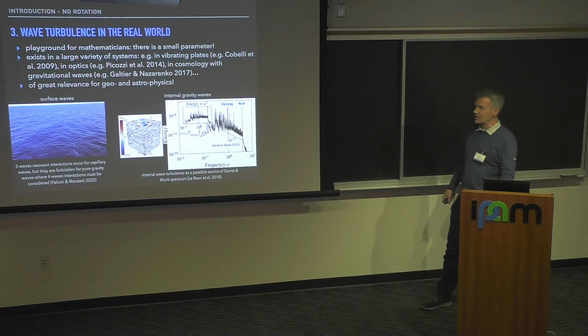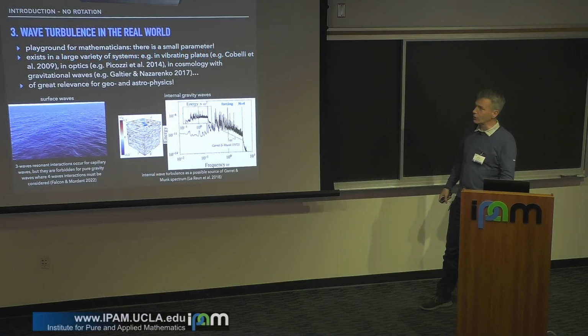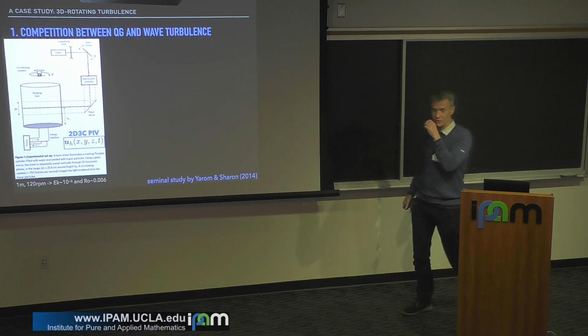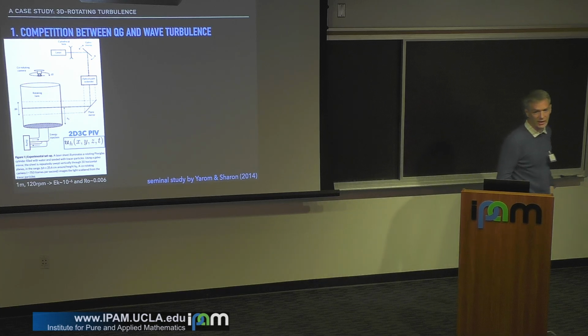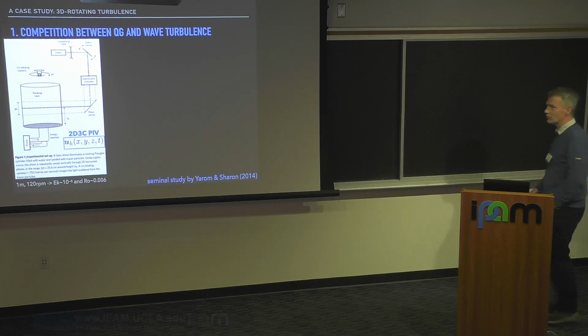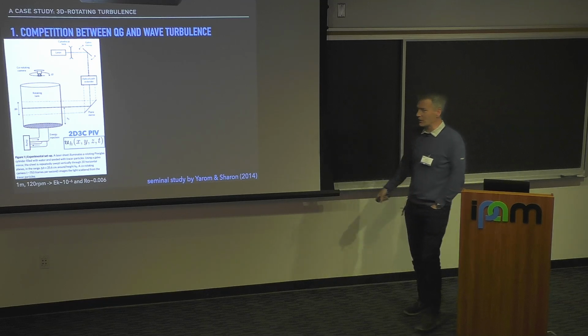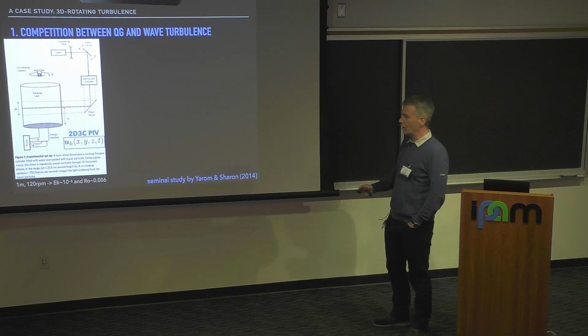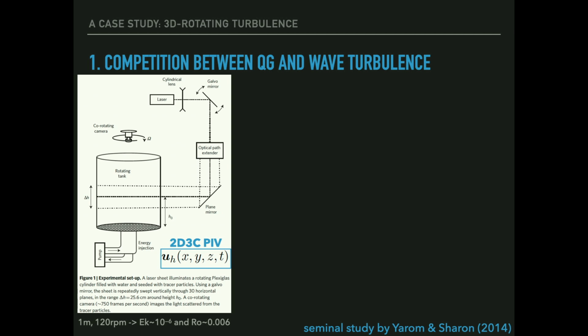So, if all that is clear, now let's go back to the main study of this workshop, so rotation. For me, this paper by Yarom and Sharon in 2014 was really seminal in all this work. They made a very nice, large experiment, about 1 meter in diameter and in height, rotating very rapidly, 120 rotations per minute, meaning that the Ekman number is about 10 to the -6.